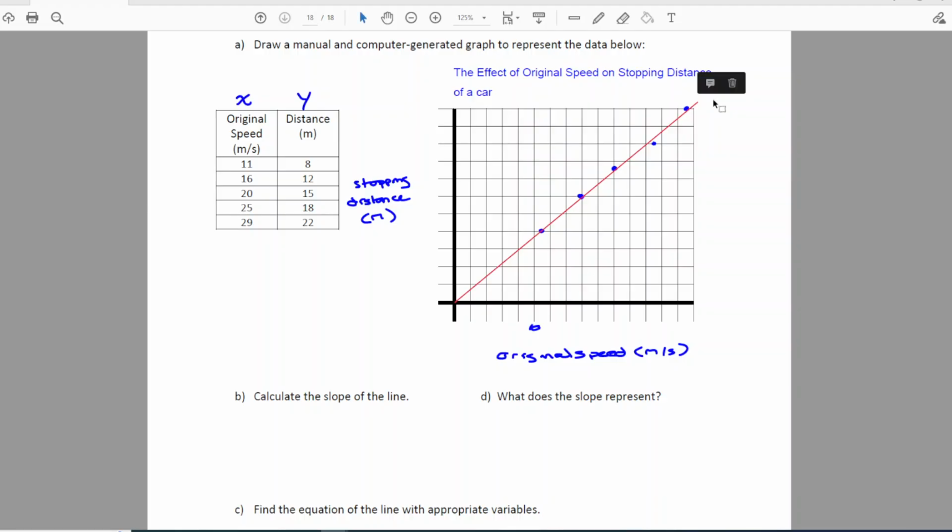So let's double check I've got all the features. I've got a title. Yes, it's describing independent and dependent variables and the situation. I have my axes labeled, I have an appropriate scale drawn, I have data points plotted, and I have a line of best fit. Awesome. So the next thing that we are going to do is interpret the graph. Oh, why did all these go away? Oh, all my things went away.